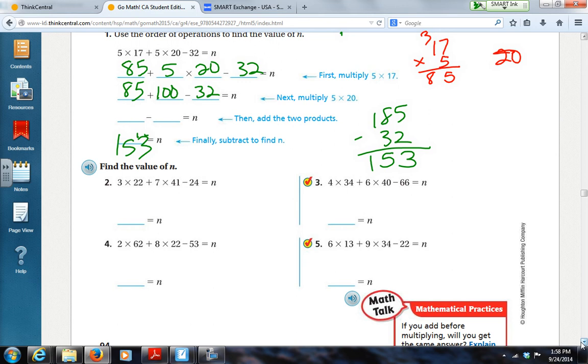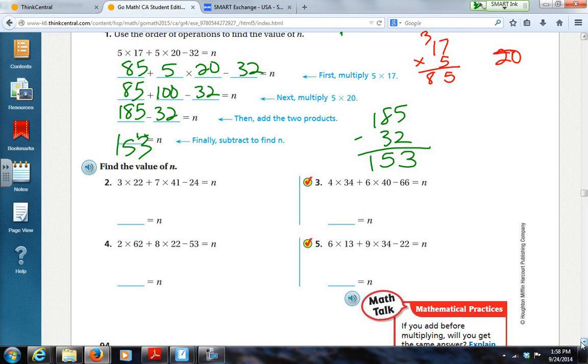That's all I did was solve and rewrite. Now I'm going to solve 85 plus 100. 85 plus 100 is 185. Bring down the 32. I'm going to solve and rewrite. Okay? And then I solve the problem. So don't get confused by all those little boxes. And what are they doing in those little boxes? All they're doing is solving one problem and then rewriting the equation. Then solving that problem and rewriting the equation. Okay? All right, number 2.